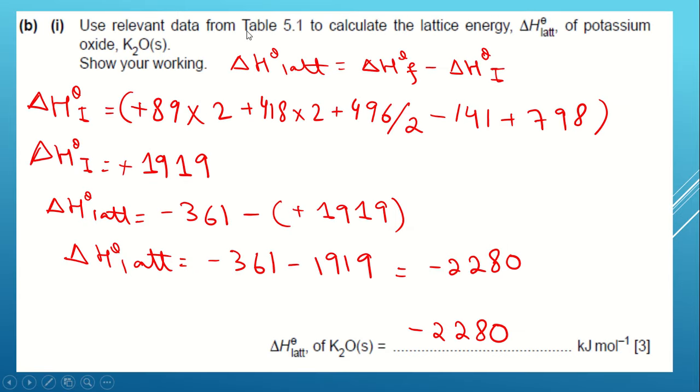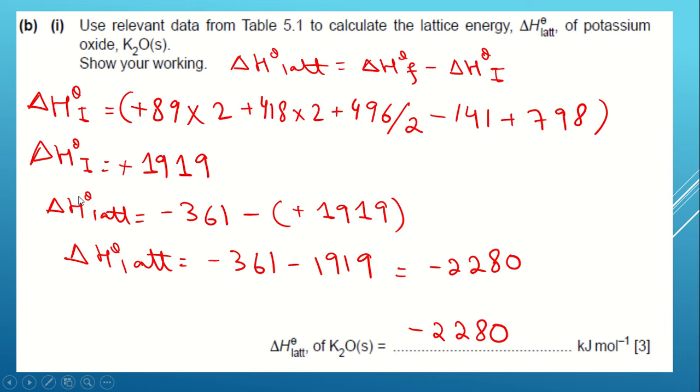First of all, you'll be writing the equation: delta H standard lattice is equal to delta H standard formation minus delta H standard ionization. The values given in this table, you can pick and slot into this equation. This is the lattice energy of potassium oxide you are supposed to calculate. What I have done here is I first calculated delta H standard ionization, then slotted in all the values, and at the end calculated delta H standard lattice.